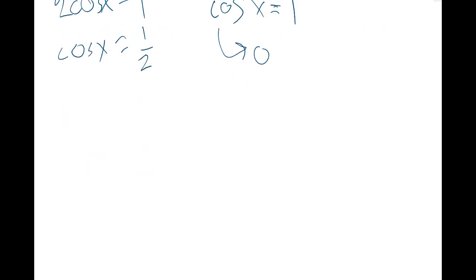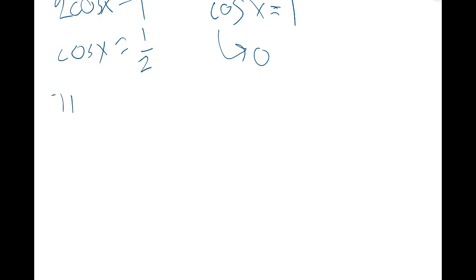And thinking of the unit circle, where's cosine positive 1/2? It's going to be at pi over 3, because we're thinking where the x values are small. So it's going to be higher up with the y's. So it's going to be pi over 3 and 5 pi over 3.